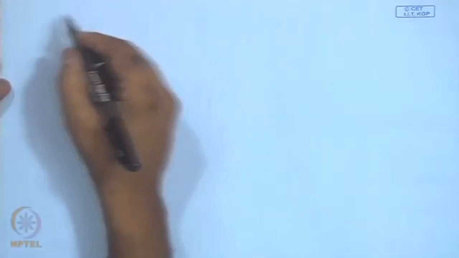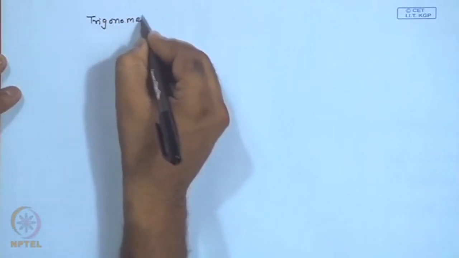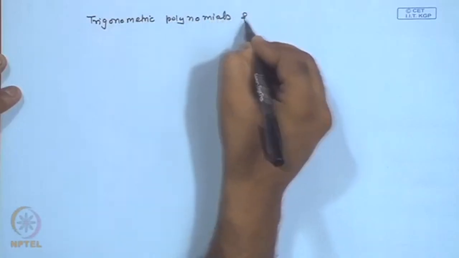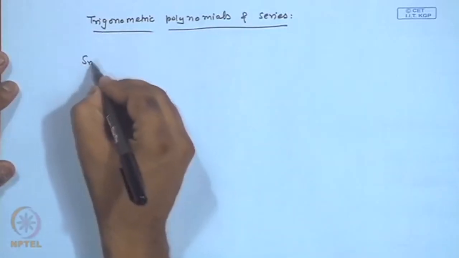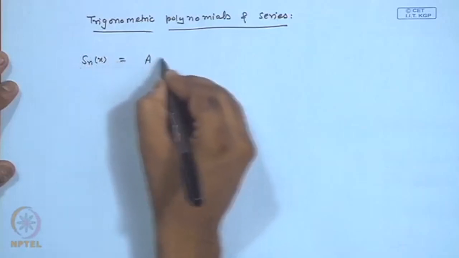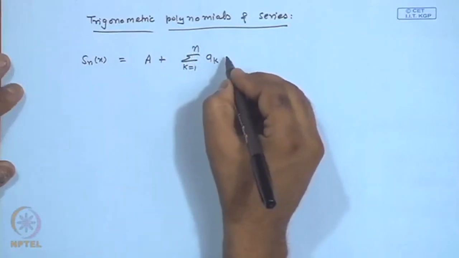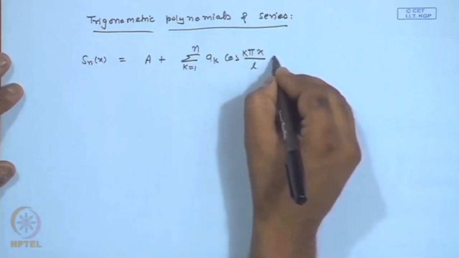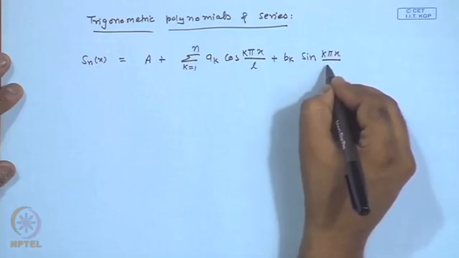Now, we talk about trigonometric polynomials and trigonometric series. A trigonometric polynomial of order n is defined, I will call it S_n(x), as some constant plus the sum over k from 1 to n of another constant a_k cos(k pi x over L) plus b_k sin(k pi x over L).